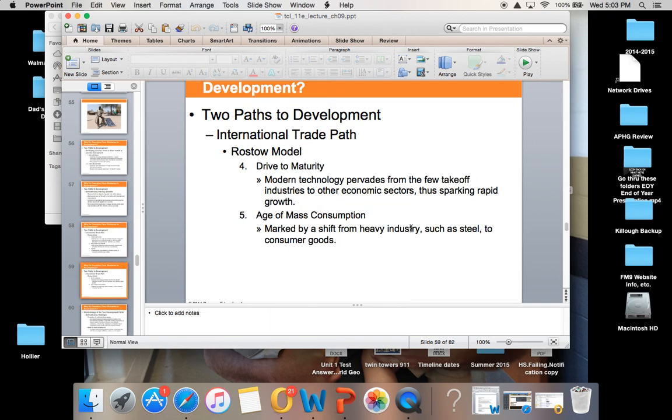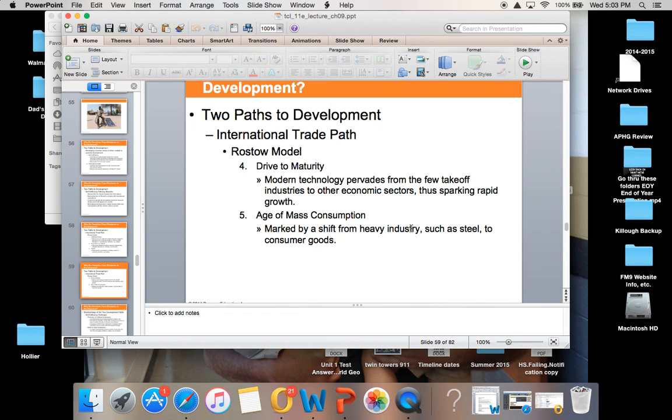However, your stage 4 is where you drive to maturity. The modern technology pervades from the few takeoff industries that they started in stage 3 to other economic sectors, thus sparking the rapid growth. So you may start seeing more farms, more agriculture that becomes mechanized at that point. Okay, not all of it, but more of it. Okay, where you no longer have just a few industries that are high tech, but you start seeing other parts, nursing, healthcare, those parts start taking off as well outside of the manufacturing.